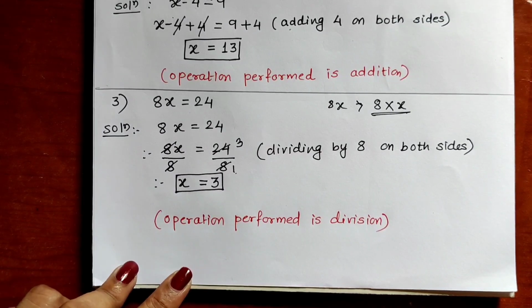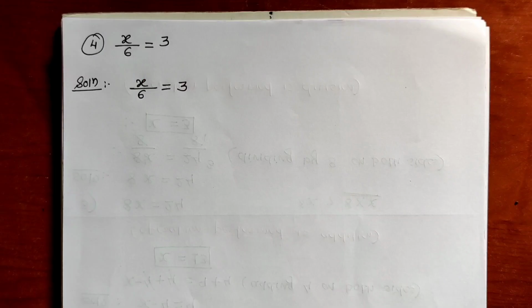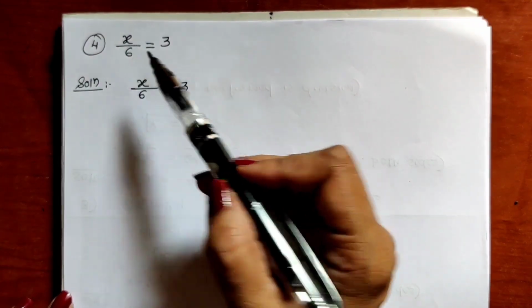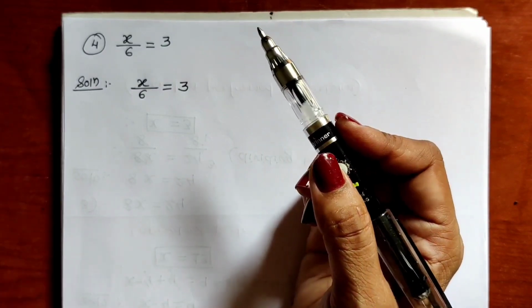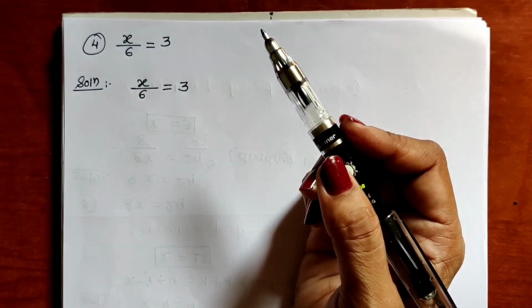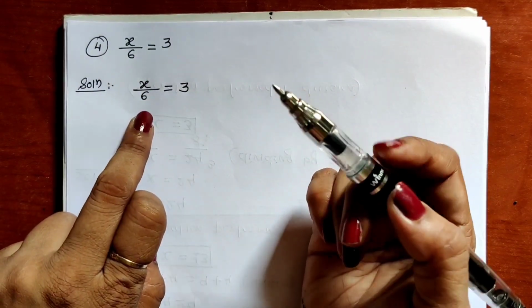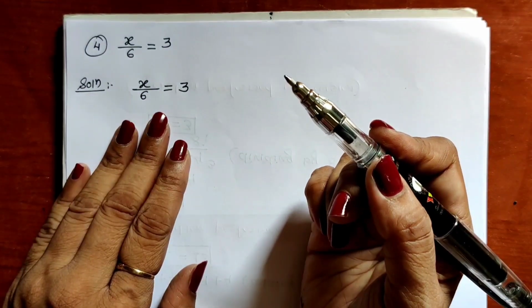Okay, now let us go on to the fourth sum. The fourth sum is x upon 6 = 3. See, the left hand side is the variable side and upon 6 is there. Upon 6 means divided by 6. x is divided by 6. So a division operation is there.